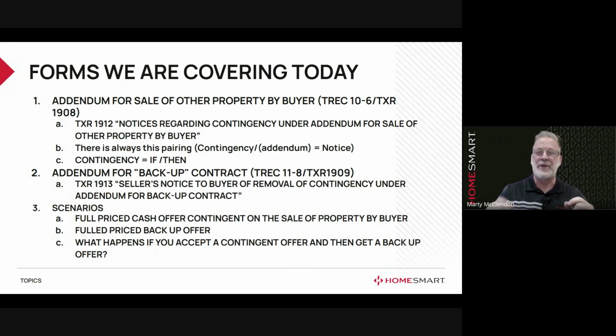So today we're talking about 2 different contingencies that both require a notice when those contingencies are fulfilled or when they're not fulfilled. And so they go hand in hand. So we're going to do the addendum for sale of other property by buyer, and then the notice tied to that. And then we're going to do the addendum for backup contract, which has a contingency within the addendum itself, which requires a notice as well. So we're going to do those 2 forms and their subsequent notices, and then kind of play around with how you could use them in a couple different scenarios, and try to do all this in about 60 minutes. So good luck, right? Here we go.